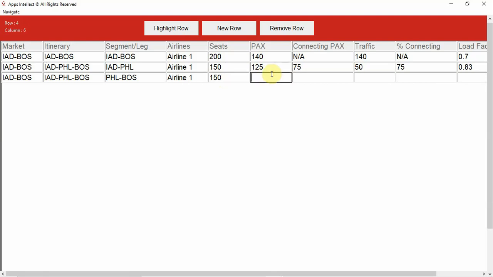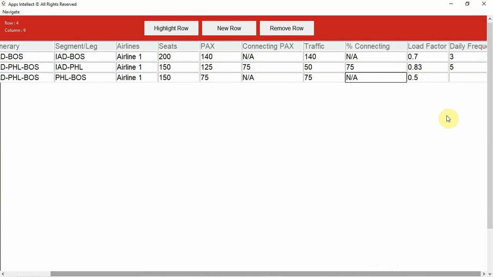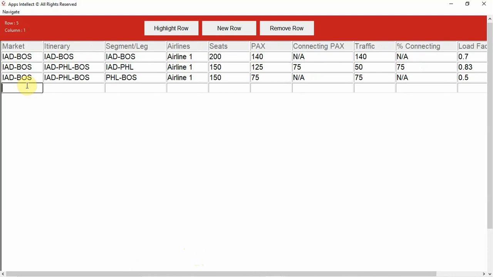Boston is taken. So 75 is the number of passengers boarding. This is not applicable because this is not a connecting flight. The number of passenger traffic would be the same as the number of passengers boarding. This is not applicable. The load factor is 50%. Out of 150, 75 boarded the flight, and the daily frequency for this route is 5. So this is done, and now we'll go to another route.